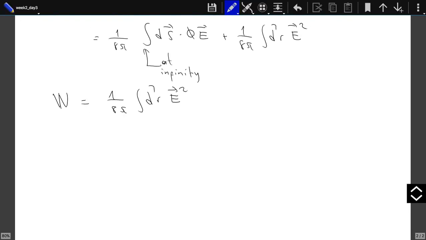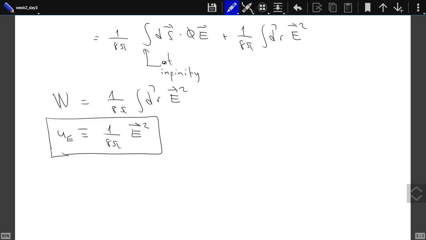And here everything is local. You can talk about the energy stored, let's say, in any volume. Even if there are no charges there, if there are charges outside, there will be some energy stored everywhere that has an electric field. And the energy density of the electric field we define as 1 over 8 pi times E squared. So this is how we identify the energy in the electric field.